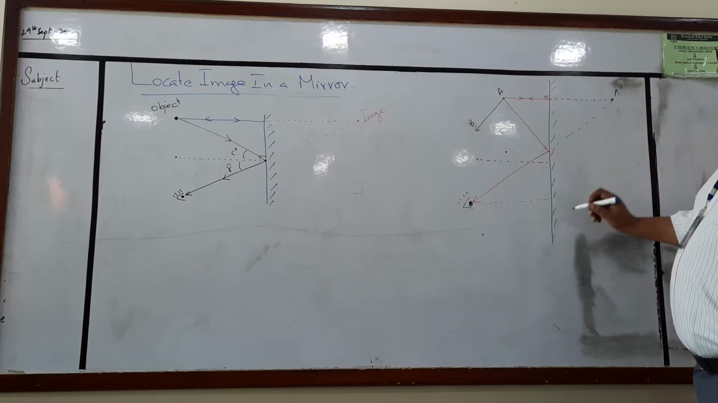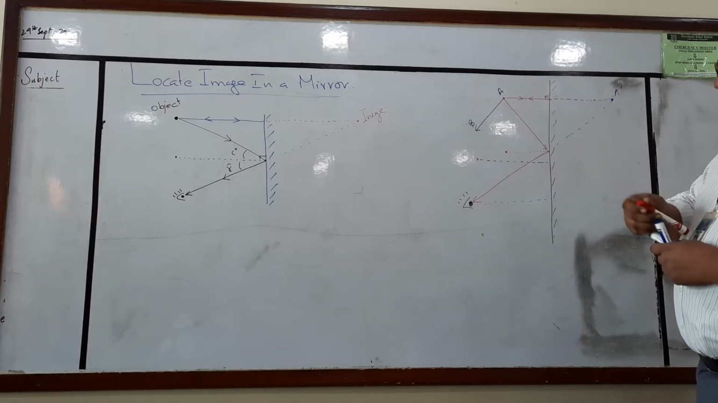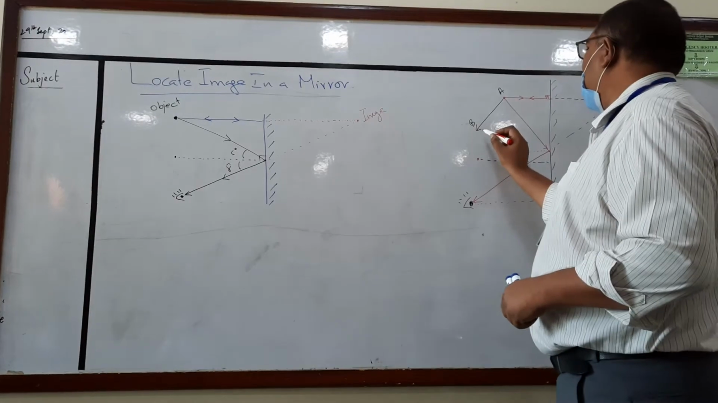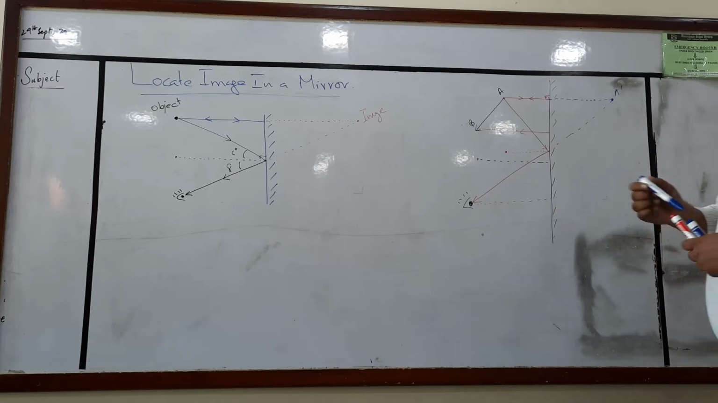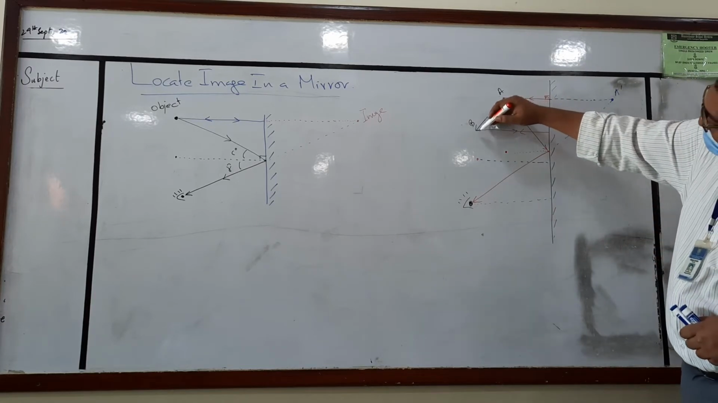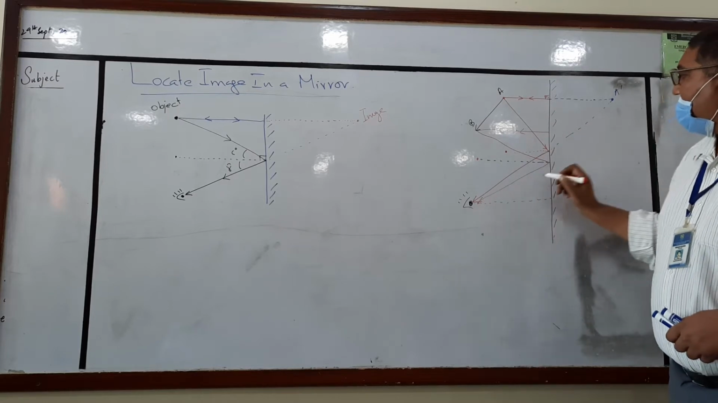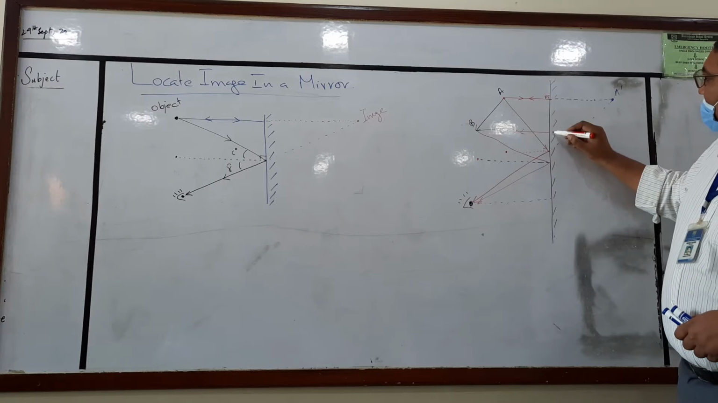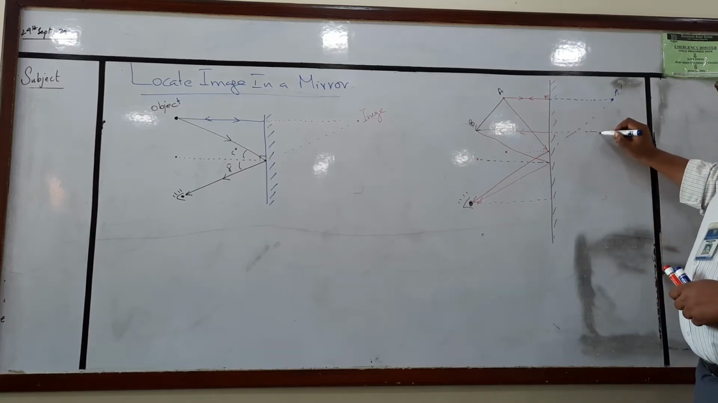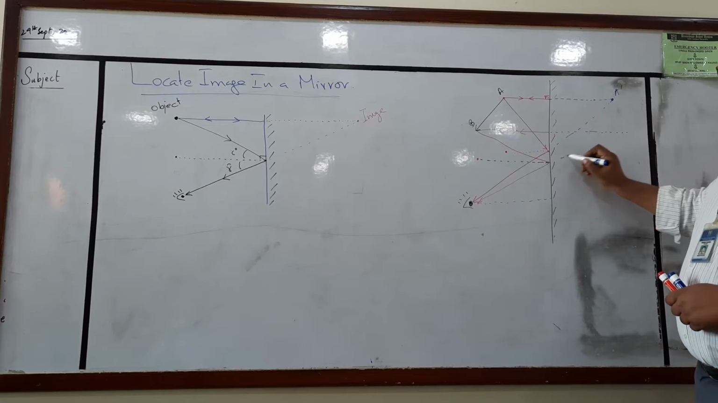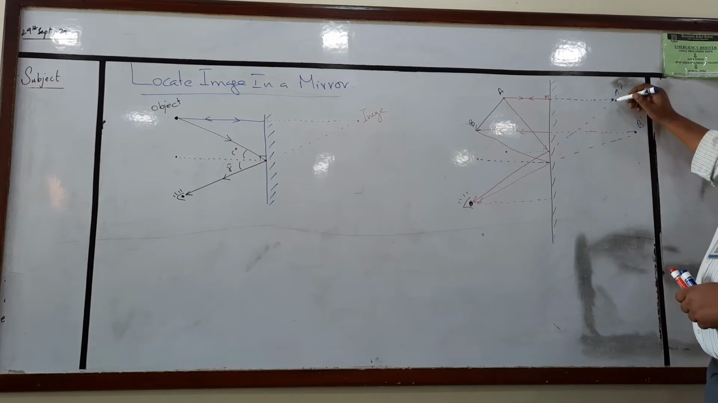This will be A prime. Start a line from here. You can see, start a line from here, straight, and come back. And another line from B here, and from here it goes there. So prolong them behind the mirror. So there they intersect, that will be B prime.